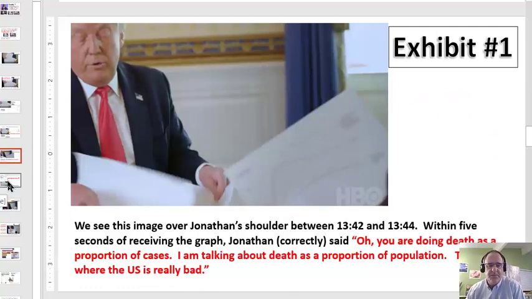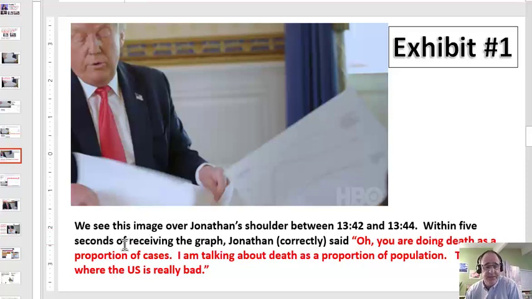That graphic is really interesting. This is another view of that same graphic. He gives it to Jonathan. And this is now at 13 minutes 42 seconds to 44, so you get a 2-second glimpse of it. Now, Jonathan gets this at 13:42, having seen it just for a few seconds before that.